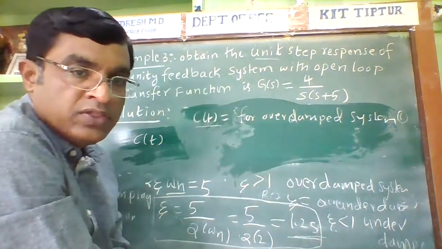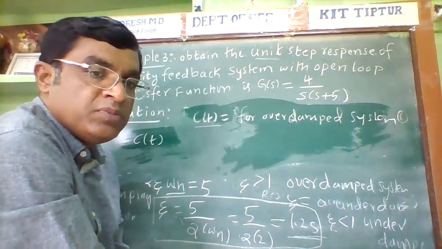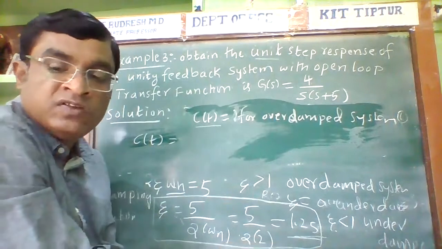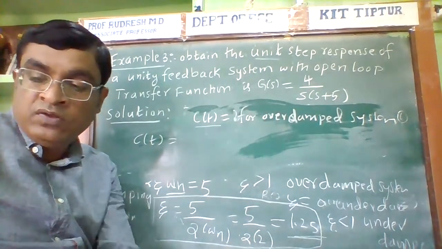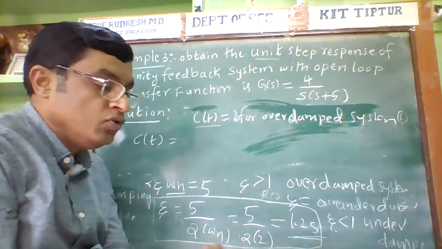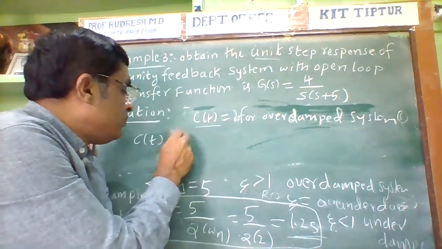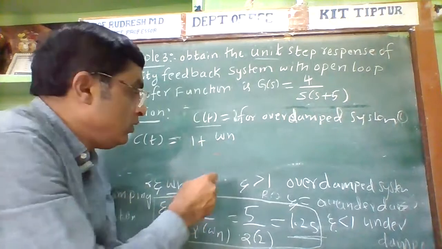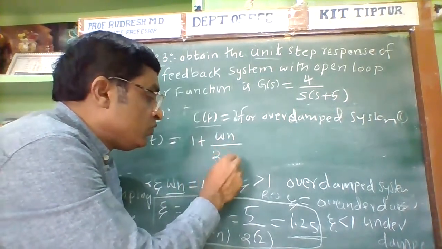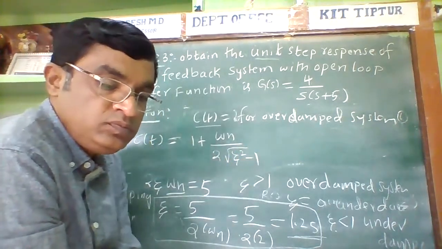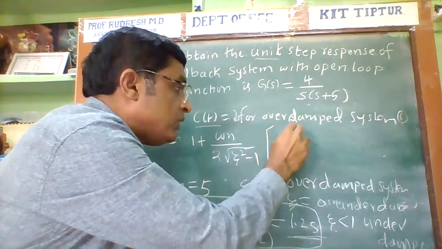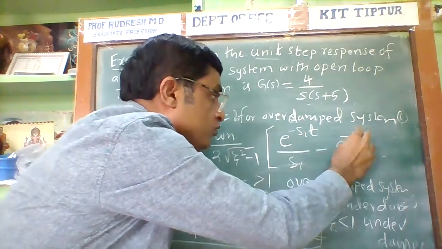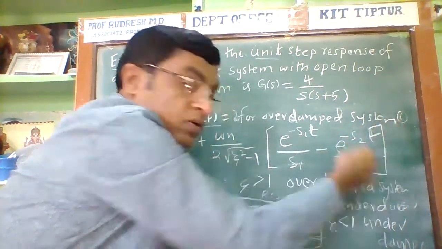I have derived the time response of the underdamped system for the unit step input. Similarly, for the overdamped system, I have mentioned these 4 standard equations in the class notes. So for the overdamped system, C of t is equal to 1 plus omega n divided by 2 square root of zeta square minus 1, into e power minus s1 t divided by s1 minus e power minus s2 t divided by s2. This is the C of t value.